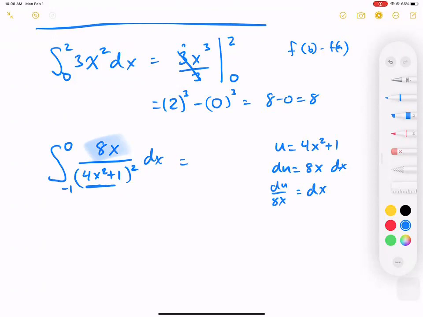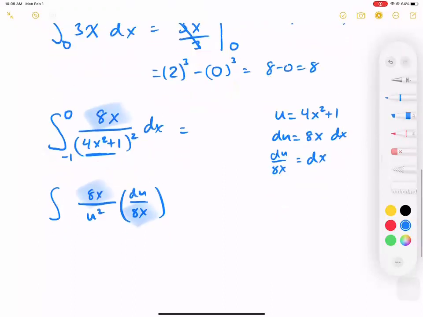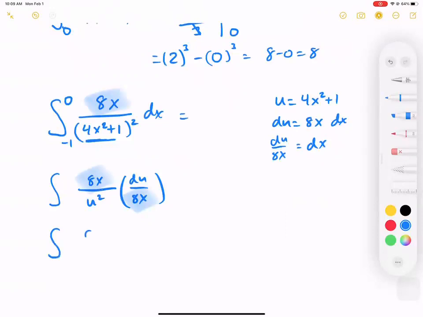When I replug this back in, there's a problem with this. So let's go ahead and rewrite it. It's going to be 8x over u squared, and we switch dx to du over 8x, right? And the 8x divides out. And we have a problem coming up. I'm going to go ahead and finish the easy part, where you have du over u squared. Now, if you notice, I forgot to write something. I forgot to write -1 and 0, right? -1 and 0. But there is a problem here.